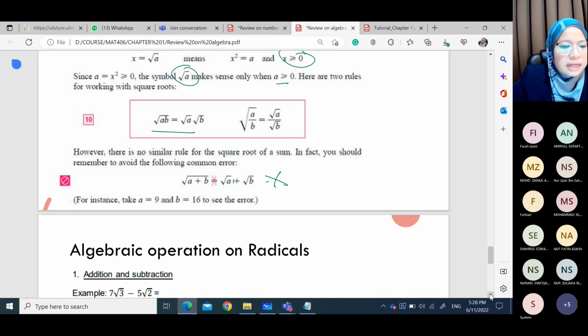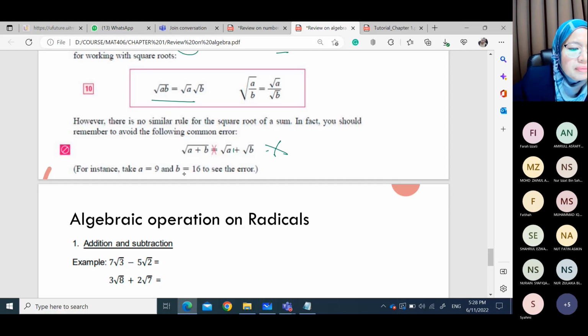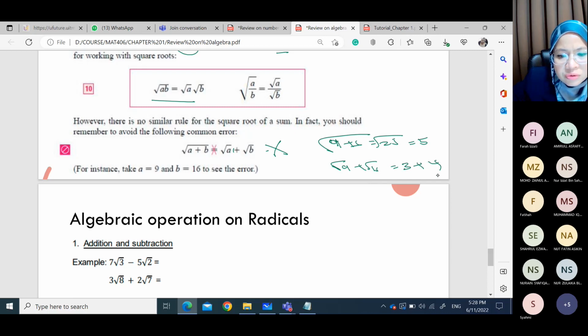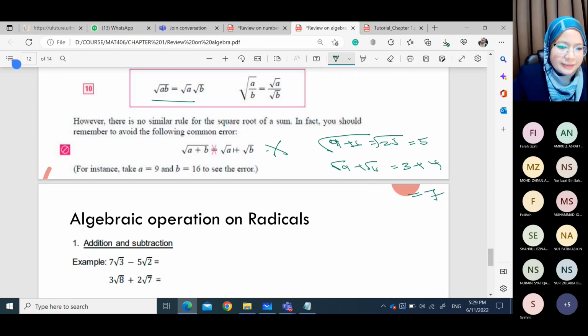Alright. So next, this one. For instance, take A is 9, B is 16. So katakan A 9. Square root of 9 plus 16, you akan dapat root of 25. So root of 25 is 5. Cuba lagi pecahkan. Dapat tak 5? Square root of 9 plus square root of 16. You akan dapat 3 plus 4. So the answer here is 7. Tak sama kan? Jadi kita tak boleh pecahkan. Untuk plus minus tak boleh. Darab bahagi je you boleh nak pecahkan.